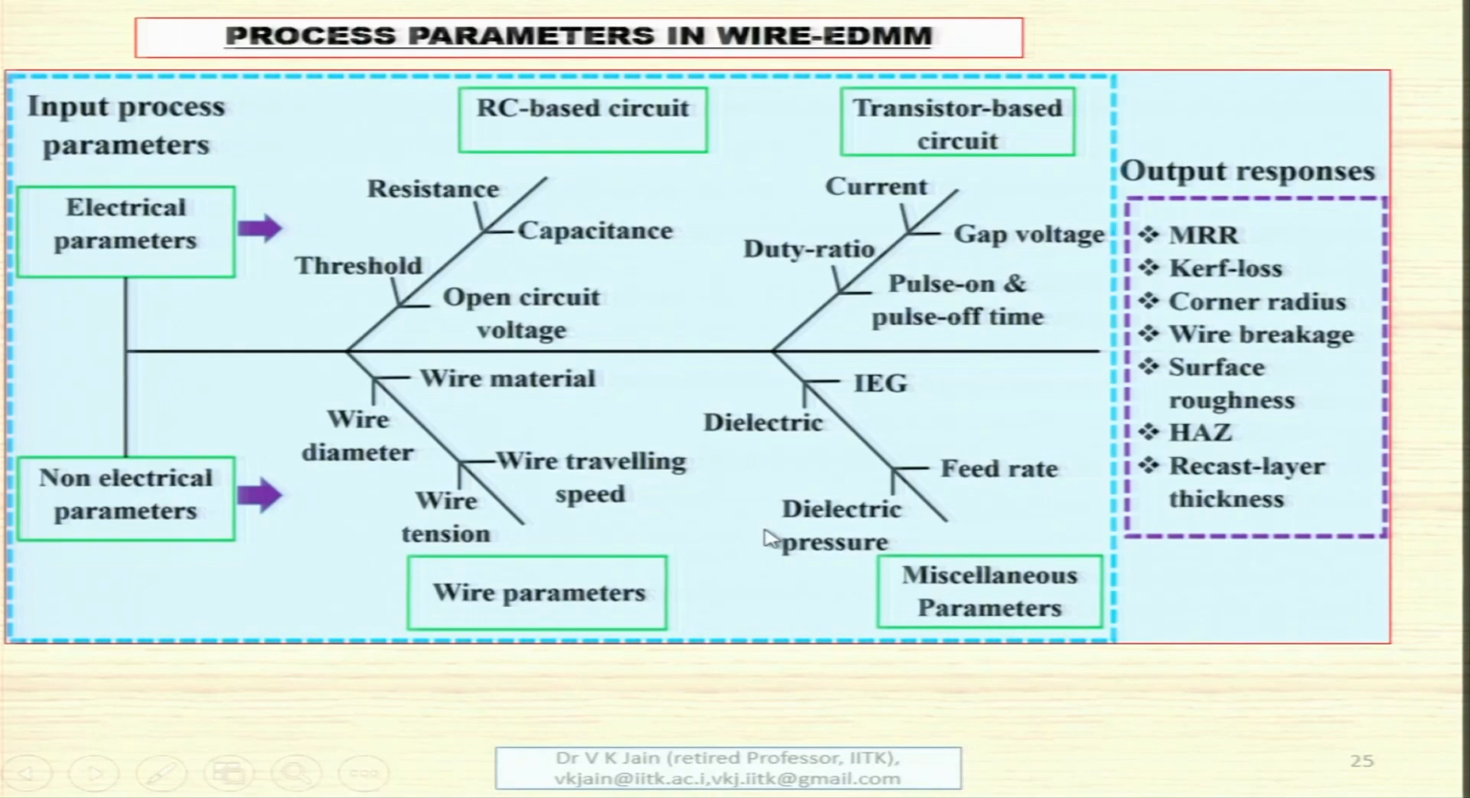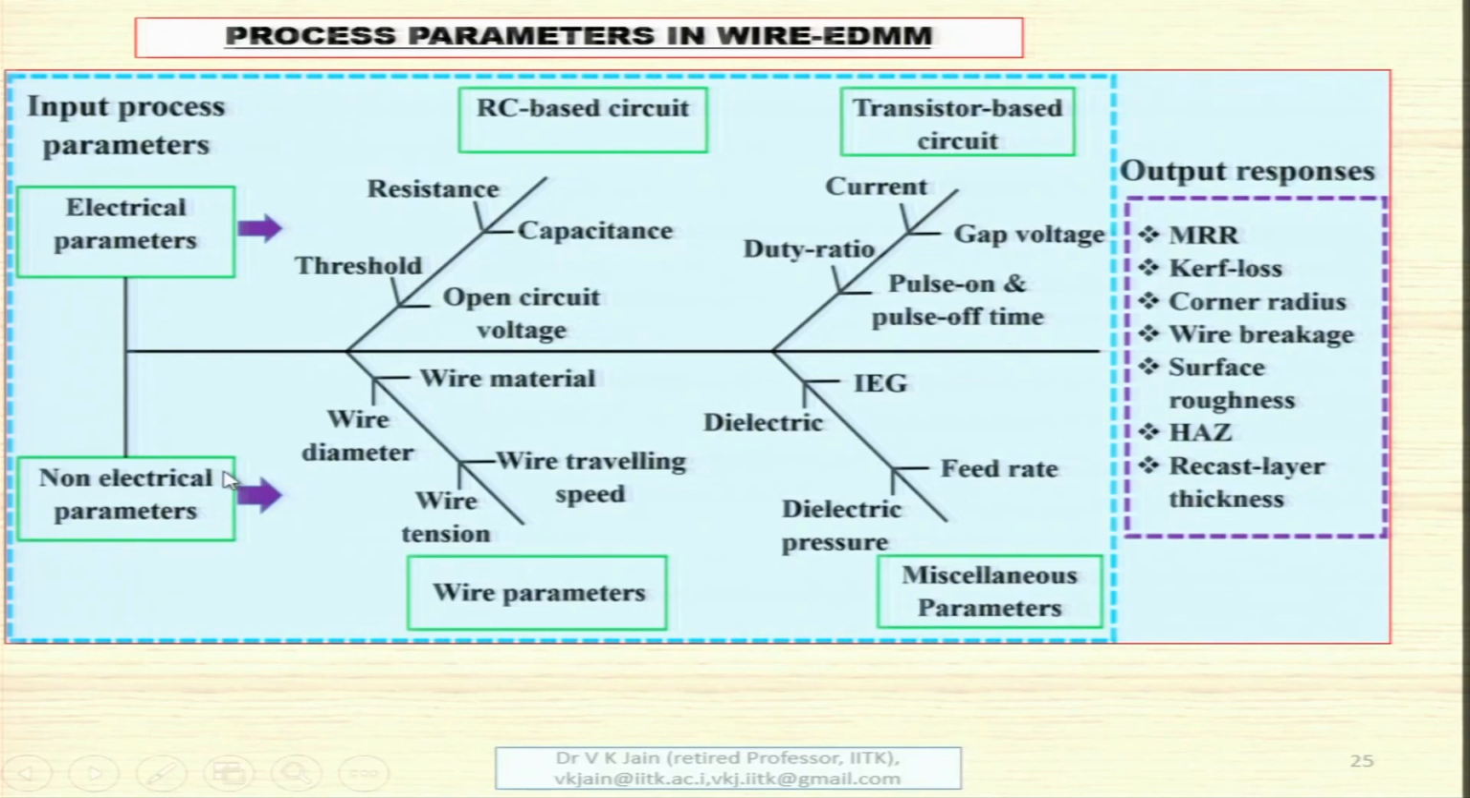These are the different process parameters of the wire EDM process. Input process parameters, electrical parameters are here: resistance, threshold value, capacitance, open circuit voltage. In case of wire based circuit, we have already seen these two: wire RC based circuit and transistor based circuit. And in case of transistor based circuit, you have current, duty ratio, gap voltage, and pulse on, pulse off time. These are the parameters of transistor based circuit.